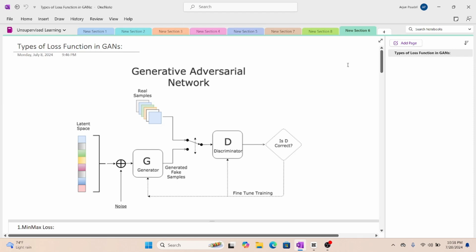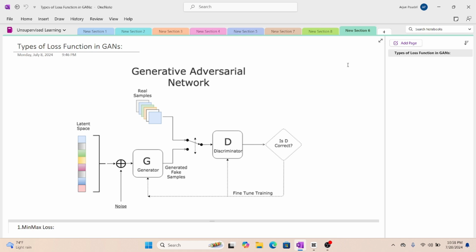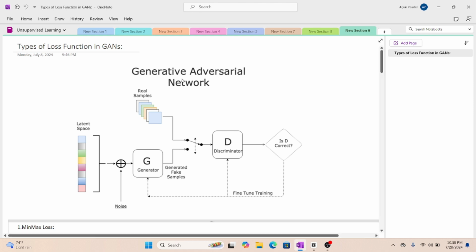Hello guys, today in this video we will deep dive into the loss function in generative adversarial networks. Before moving to the loss functions, let's spend some time on the generative adversarial network and recap some concepts.